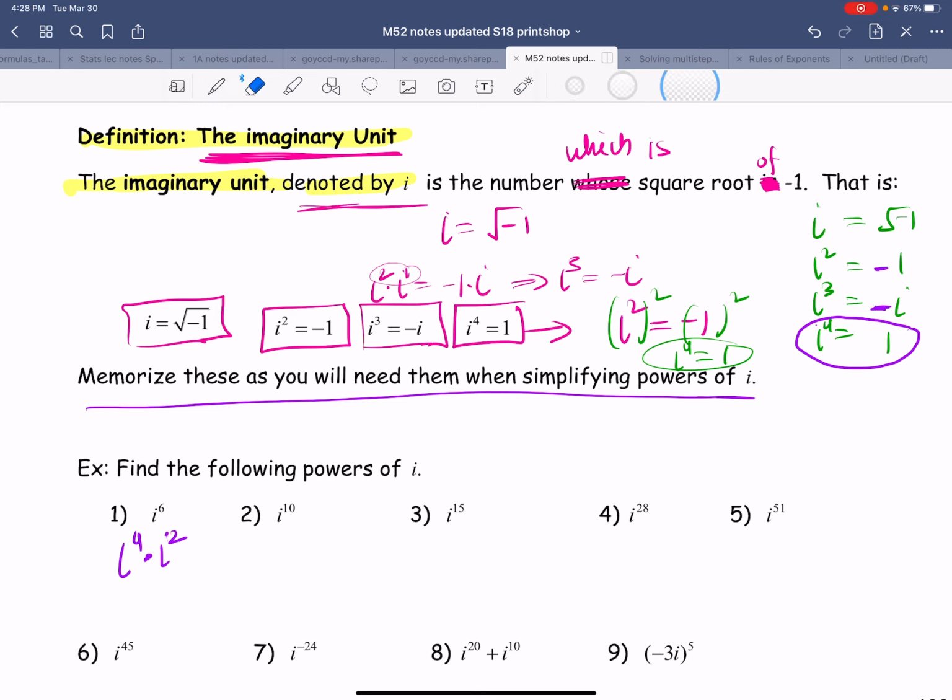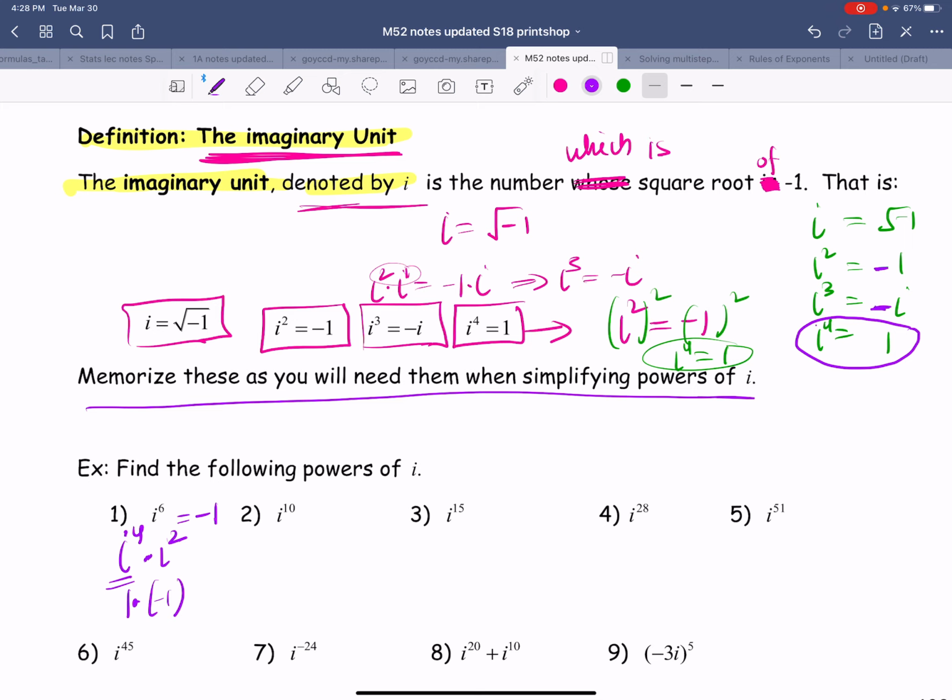I do know i to the fourth is equal to 1. So when I multiply something with the 1, it doesn't really matter. This is just 1. And i squared is equal to -1. That turns out to be -1. 1 times -1 is -1.